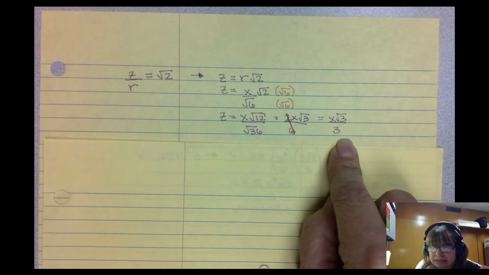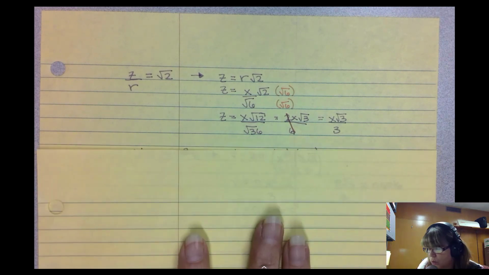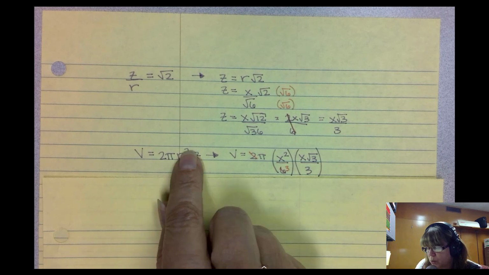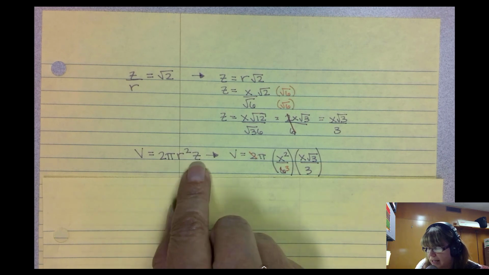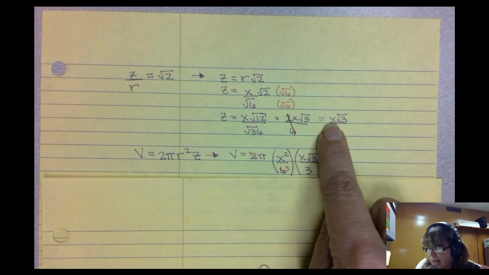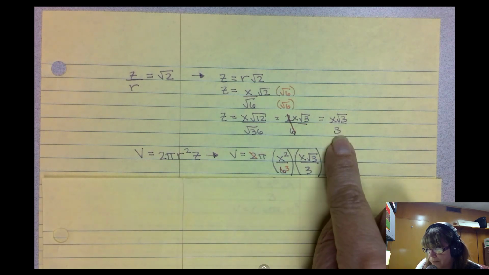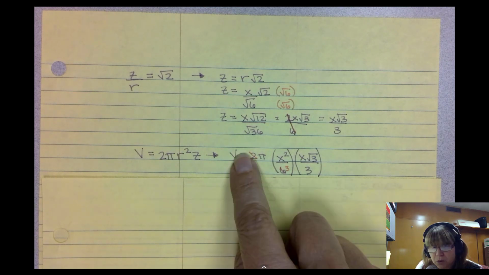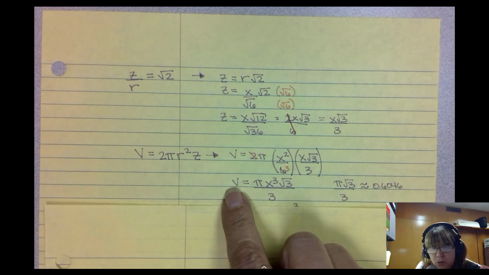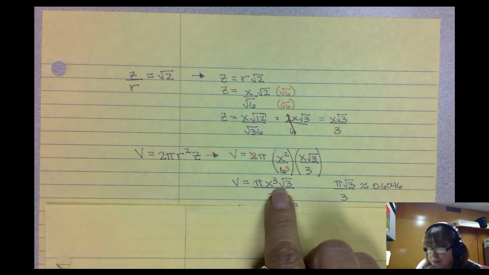I know what z is, I know what r squared is. Let's plug it into our formula and see what we get. So our second version of our volume is 2 pi r squared z. Our r squared is x squared over 6. Our z is x times the square root of 3 all over 3. This 2 and this 6 can be reduced, and I get V equals pi times x cubed times the square root of 3 all over 3.